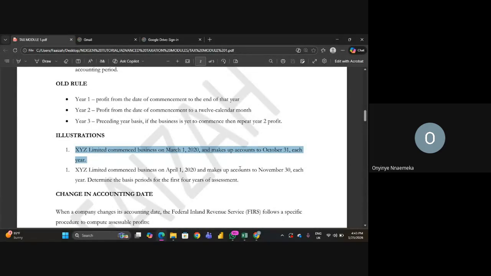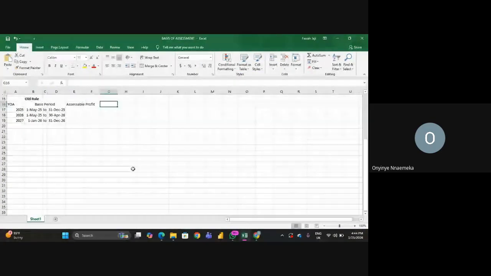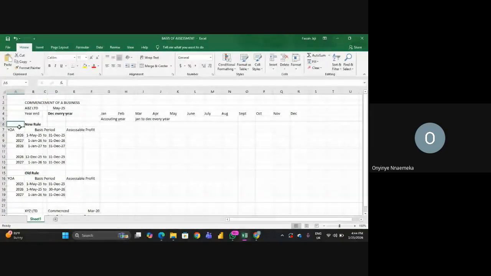So we are talking about XYZ Limited, March 1st, 2020 to October 31st. XYZ Limited commenced March 2020, year end October every year. So now let me copy this. Let me use the one that is up that has the logo.